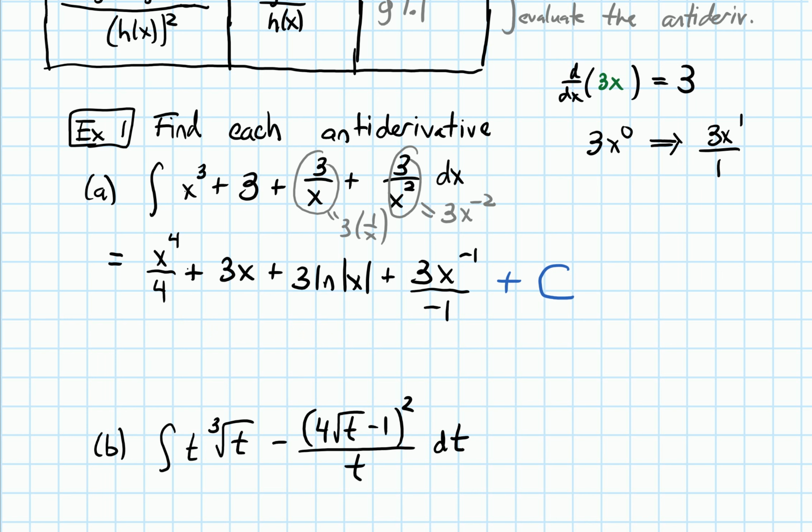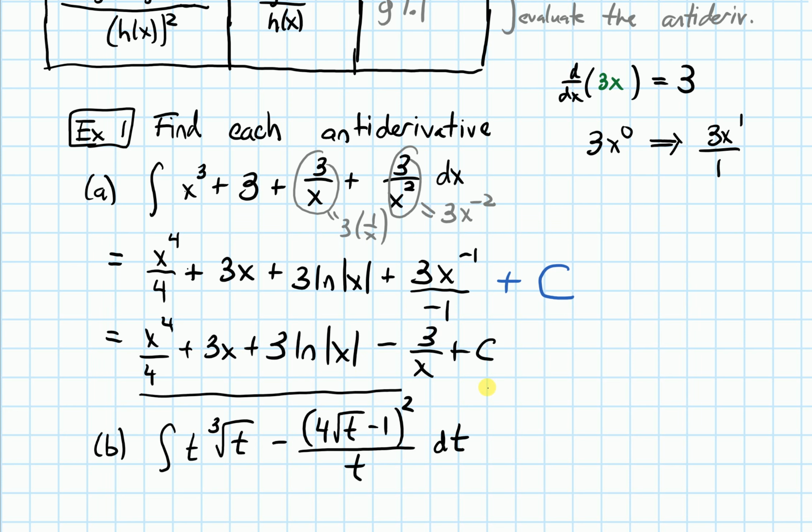And let's just simplify this. So this is x to the 4 over 4 plus 3x plus 3 ln absolute value of x, and then I have minus 3 over x plus C, and that is our general antiderivative.